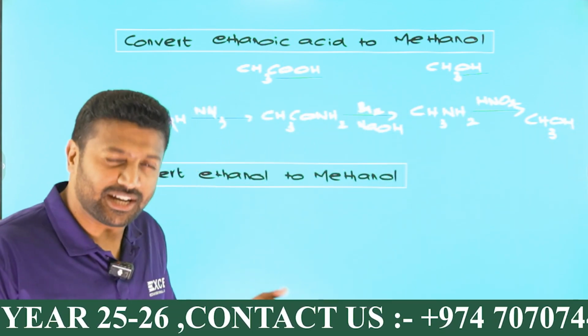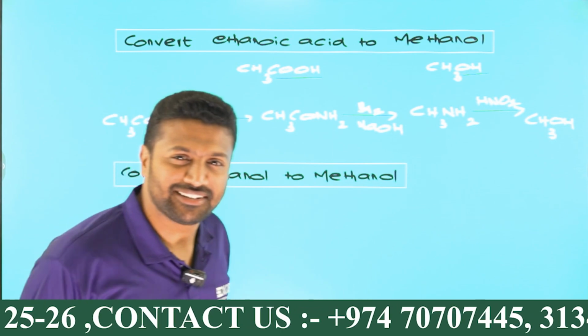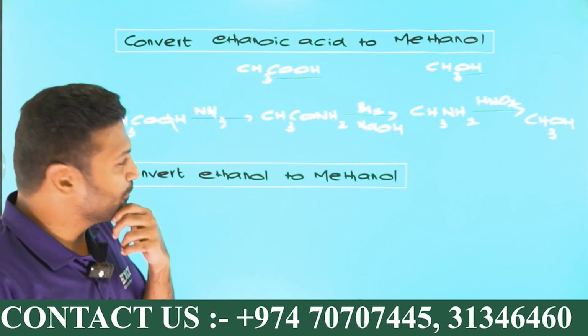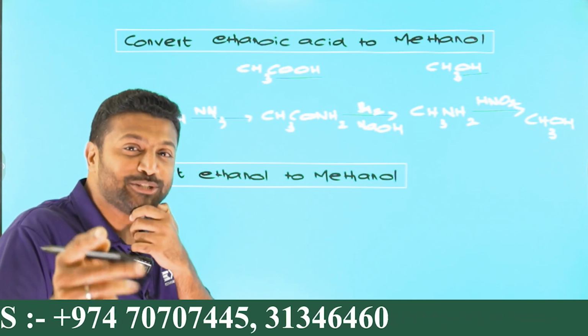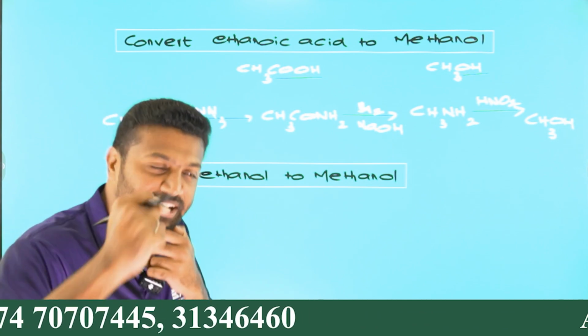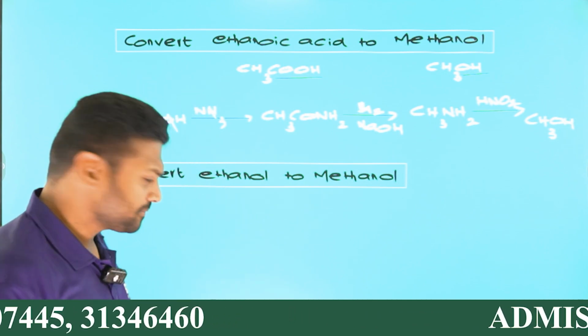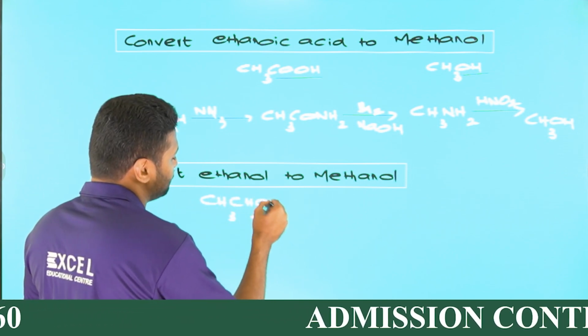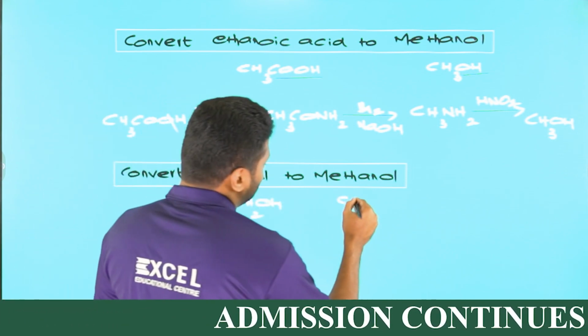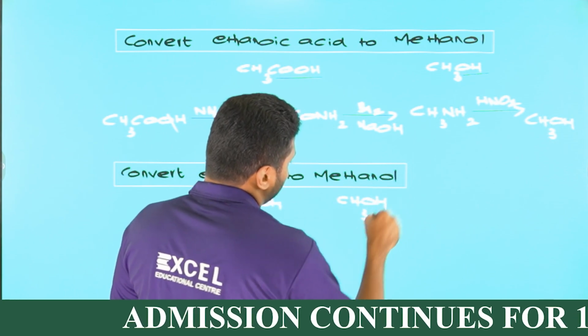If you have any confusion, just come in chat, I can clear it. Now it's called ethanol to methanol. Again, same, the number of carbons is decreasing. The thing that should come to your mind is the Hofmann bromamide reaction. Take your ethanol. It's a 2-carbon alcohol, formula CH3CH2OH, to methanol. Methanol is a 1-carbon alcohol, formula CH3OH.